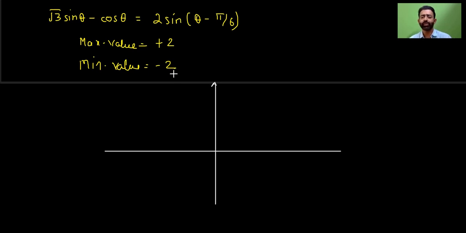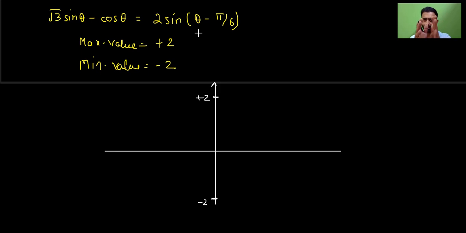Since now you have an expression of 2 sine(theta minus pi by 6), the maximum value here is plus 2. So this graph will lie between plus 2 and minus 2. One thing is this is plus 2, this is minus 2, and then there is a phase shift of pi by 6. It is just a transformation of the curve, that if it is f(x minus a), the curve will shift towards right.